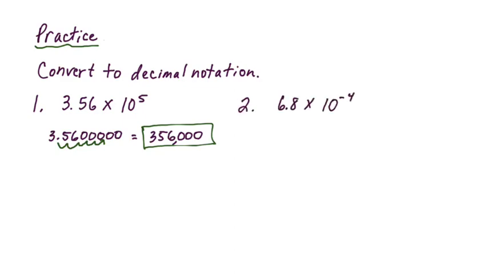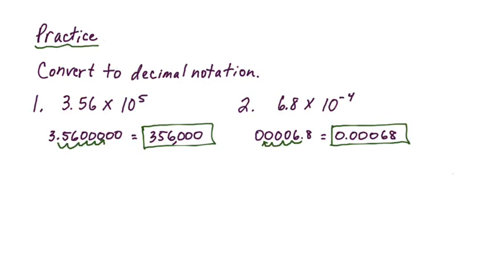All right, let me give you another one. So number 2 is 6.8 times 10 to the negative 4. And so this time we're going to move the decimal 4 places left, because multiplying 6.8 by 10 to the negative 4 power is going to make us smaller. And so we're moving our decimal left. So let's write 6.8. Let's put some zeros in, and we need to go 4 to the left. So that's going to be 3 zeros and a 6.8.